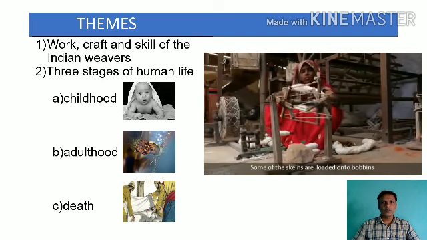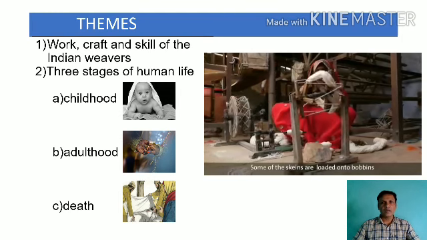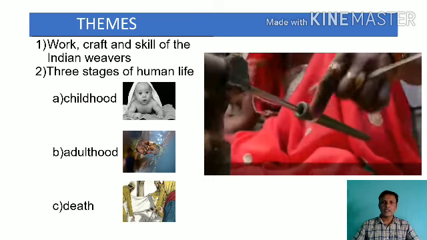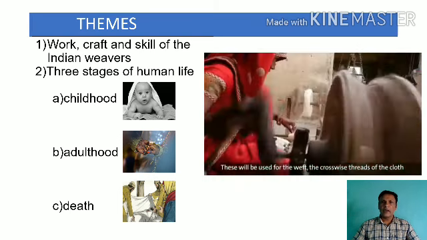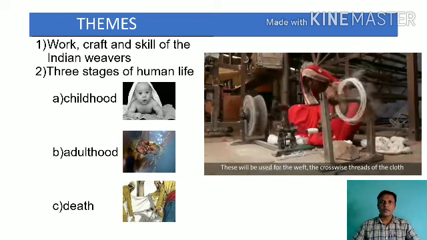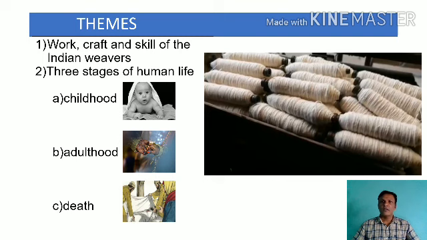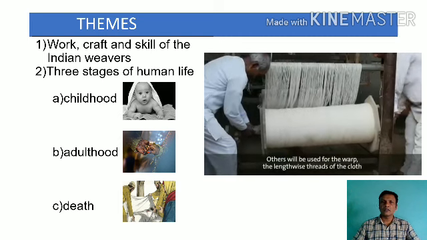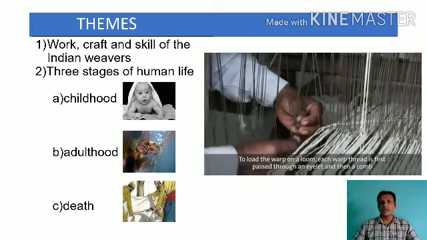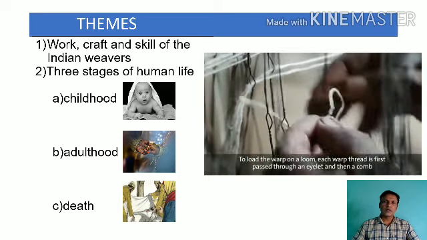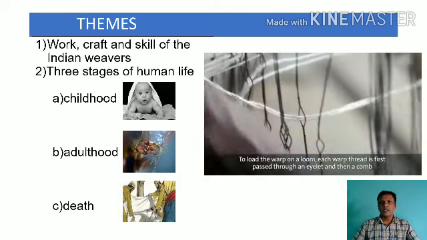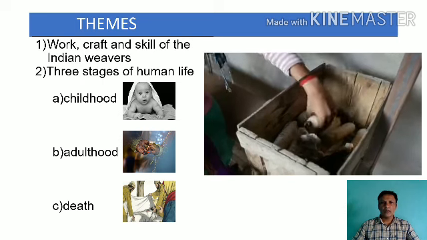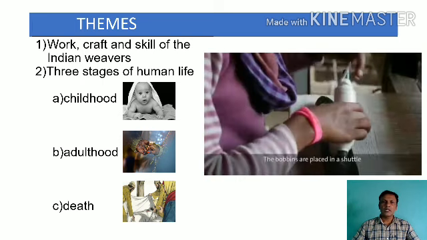But if you read the poem thoroughly, you will come to know that the poem is about the 3 different stages of the journey of human life. And those stages are childhood, adulthood and death. 3 different stanzas of the poem show 3 different stages of human life. The first stanza shows childhood, the second adulthood, and the third stanza deals with the death of human life. So in simple words, another theme of the poem is the 3 different stages of human life: childhood, adulthood and death.